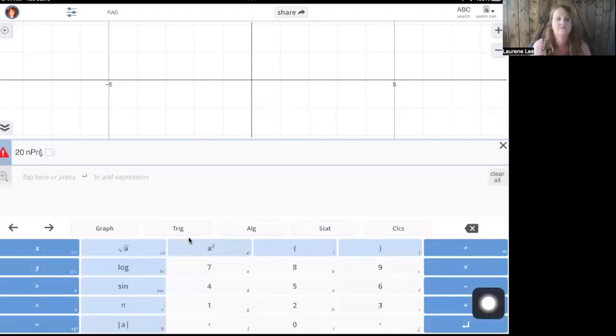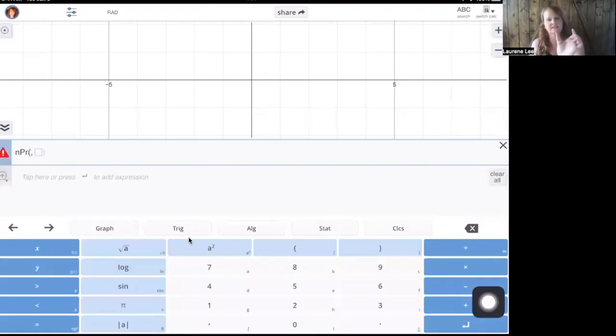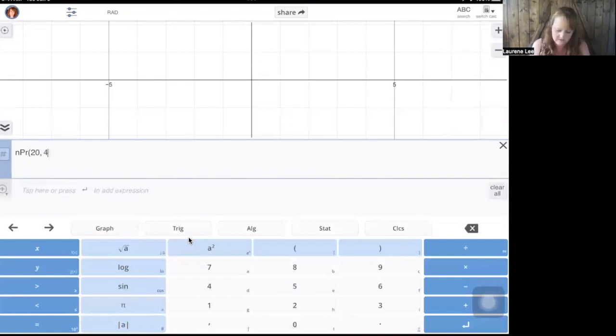Oh, just kidding. Sorry. That was the TI directions. Let's back up a little bit. You're not going to type your 20 in first. You're just going to go straight to stat, hit your nPr. Okay. And then it's giving you a place to put in 2 numbers. You're going to do your n first and then a comma, then your other number. So 20, comma, 4, like that. Okay. And then this is your answer. So there's 116,280 ways to put 4 books on a shelf if I've got 20 books to pull from.